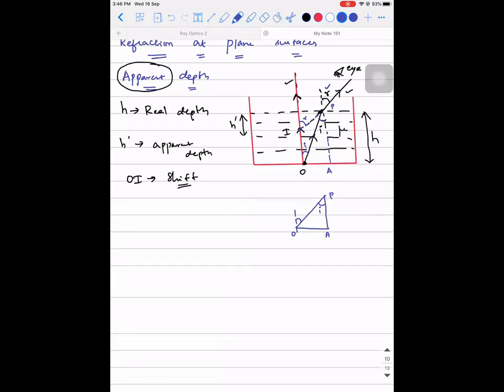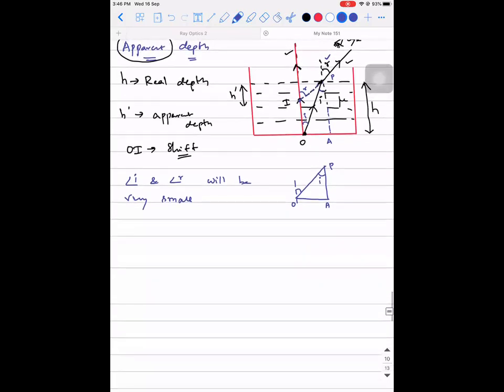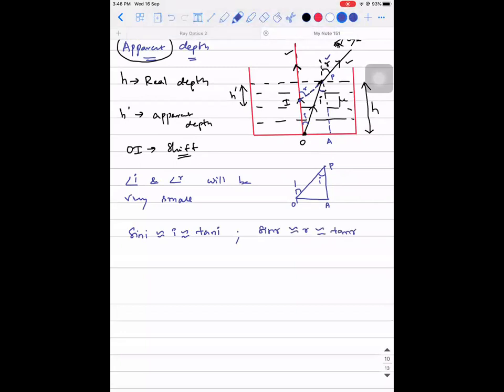So for that, angle I and angle R will be very small. When the angles are small, what is the approximation we can do? Sin I is approximated to I. It can also be approximated to tan I. Similarly, sin R will be approximated to R, which is also approximated to tan R. I hope it is clear.